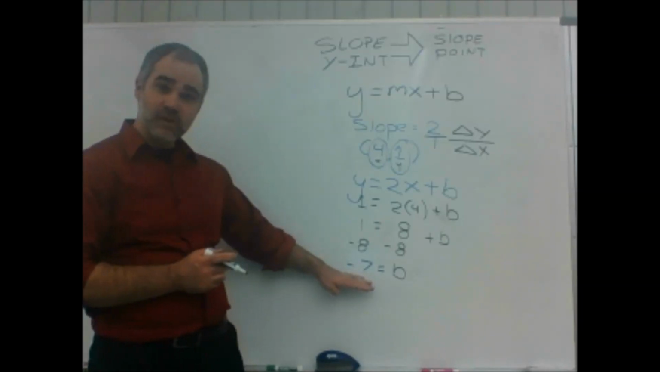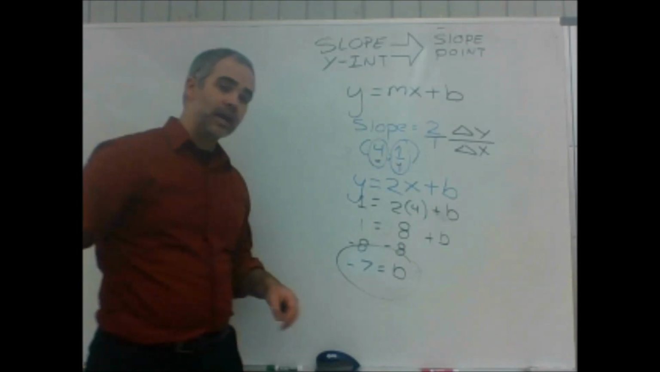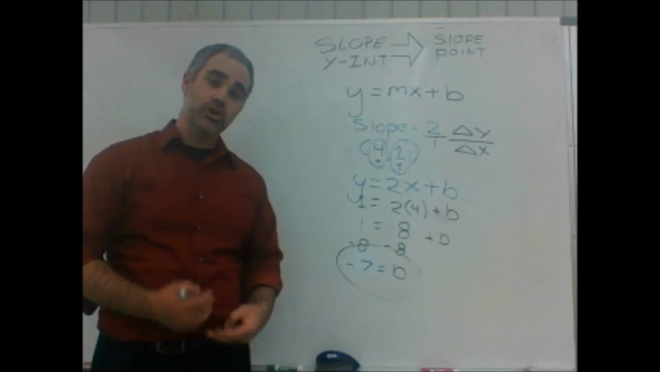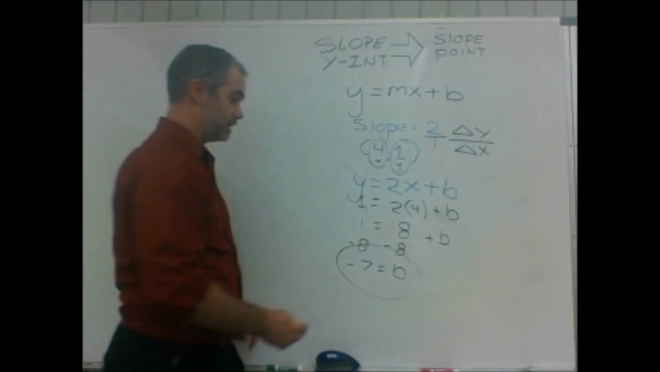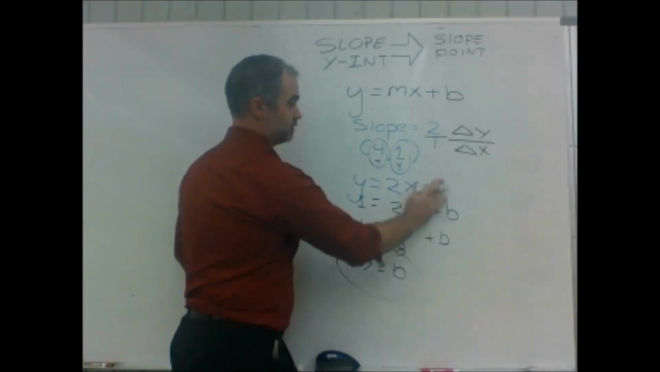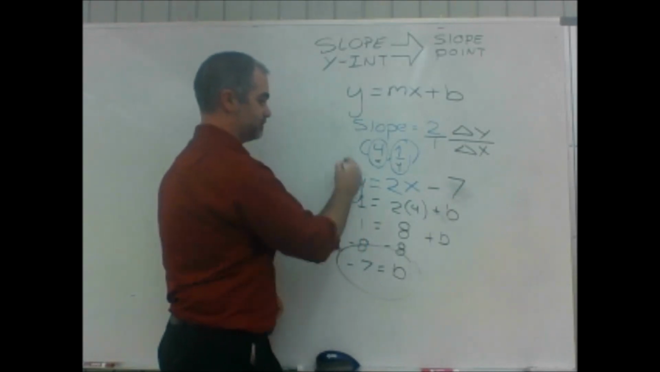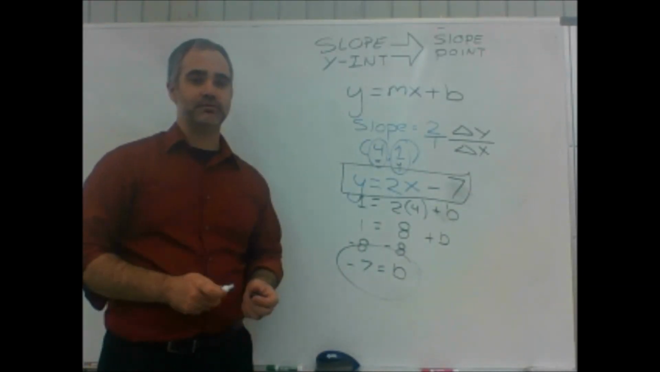And again, this isn't my answer. Some people are really tempted to just get b and circle it, but I didn't ask you to find the y-intercept. I asked you to find the equation. So make sure once you find the equation that you actually plug it back in for b. Sorry, -7. Okay? And do your math teacher a favor and box your answers. Makes everything a lot nicer for us.